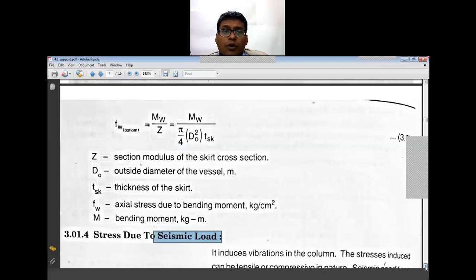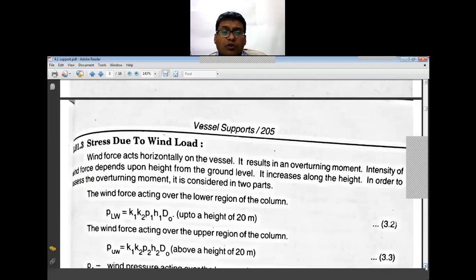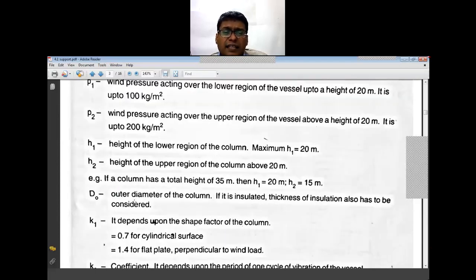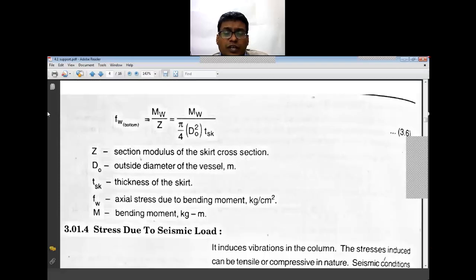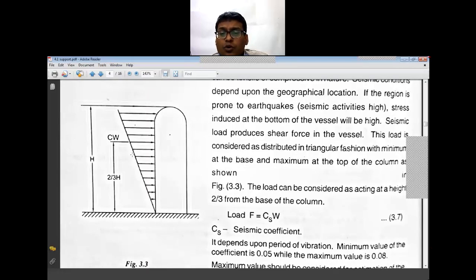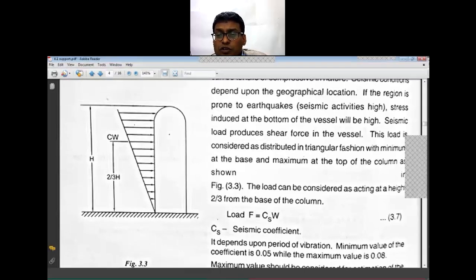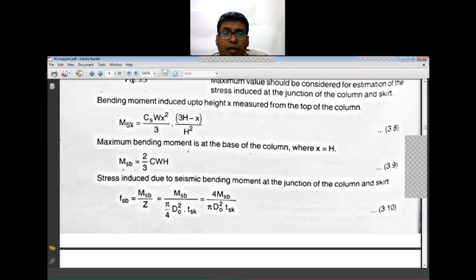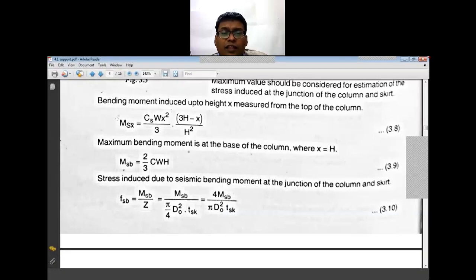Here in the above cases, we have first calculated the wind force, then the bending moment because of the wind, and then the stresses because of the wind. Now, similarly for seismic load also, we are going to calculate the load first, then we are going to calculate the bending moment, and then finally we are going to calculate the stresses. So again the three steps.